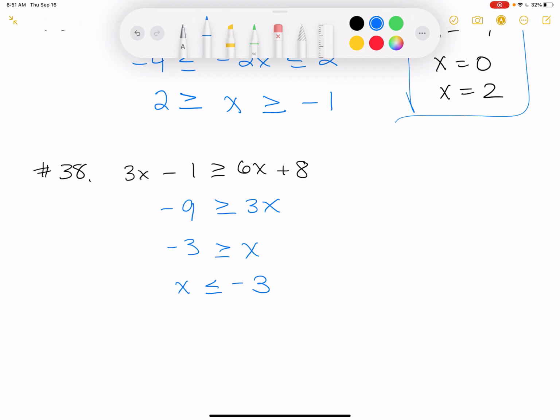Oh, I always want to divide. You're not dividing. Wait, why aren't we dividing? We are dividing. We did divide by 3. We divided the negative 9 by 3.